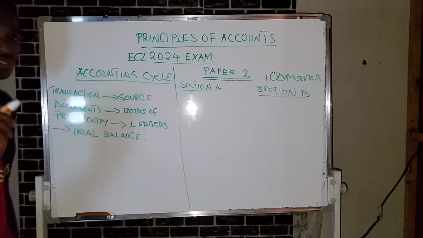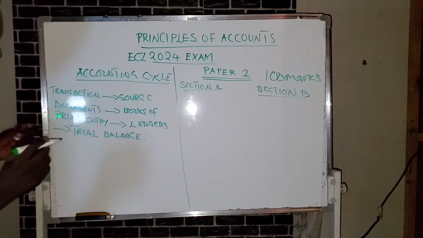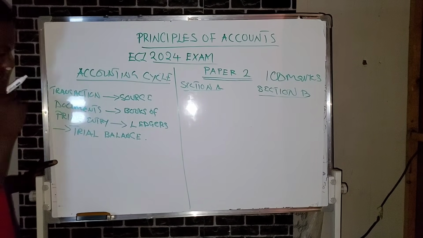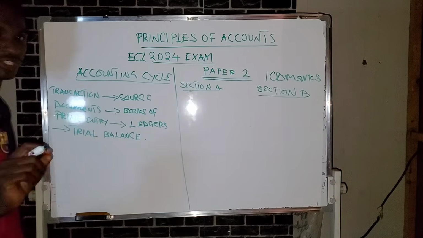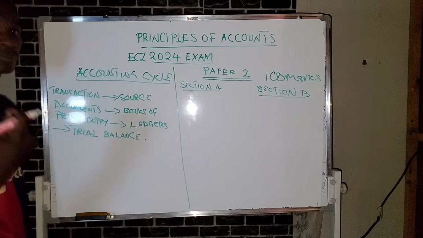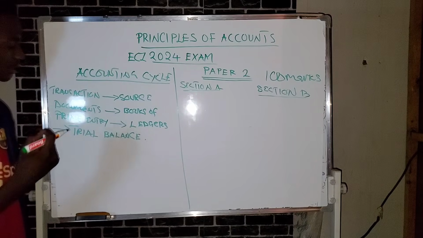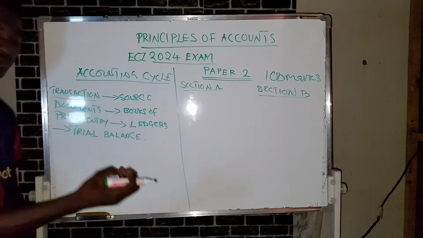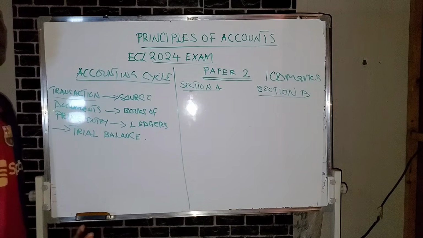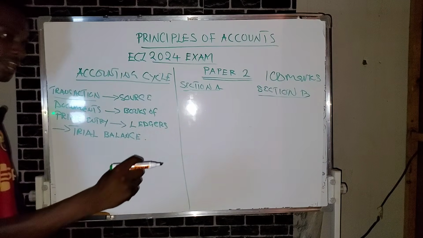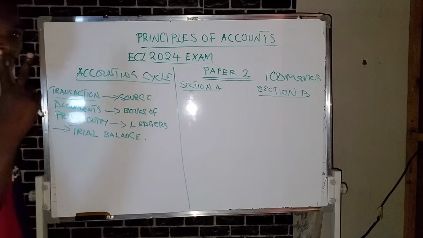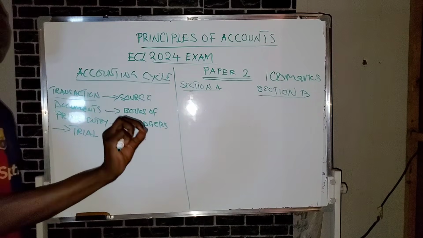So in section A, the first question usually is on transactions, source documents and the books of original or prime entry. Let me explain here. For trade to take place, a transaction has to take place. Trade is an exchange of goods and services. For a transaction to be deemed correct or complete, two accounts have to be opened: the one that is receiving, the receiver, and the giver. You know the golden rule of bookkeeping: debit the receiver and credit the giver.